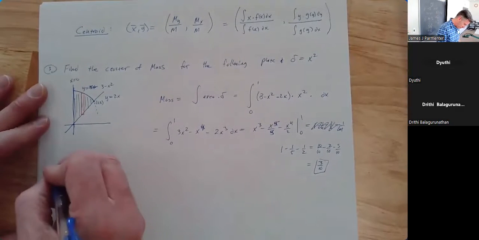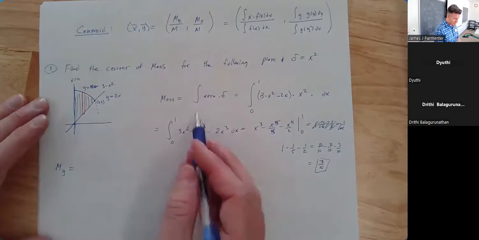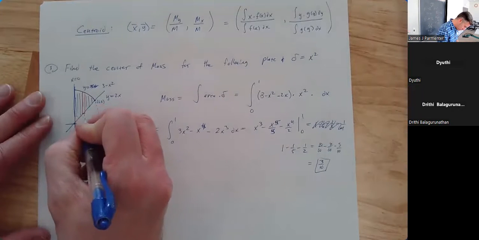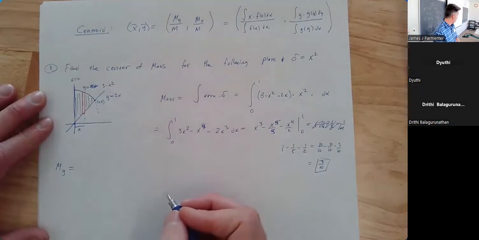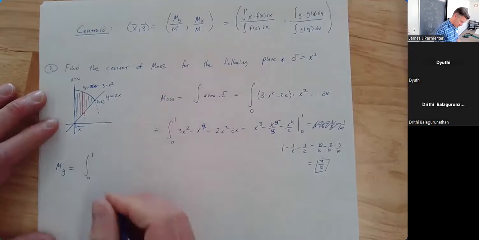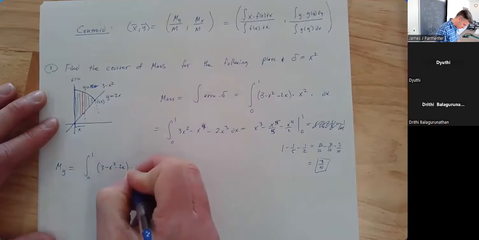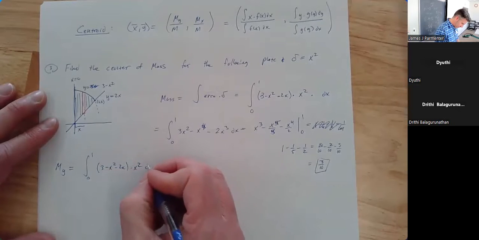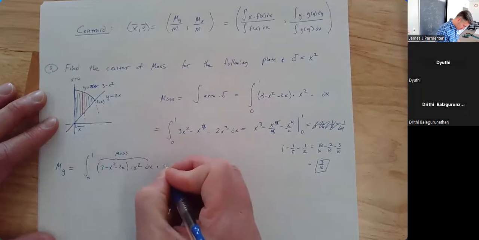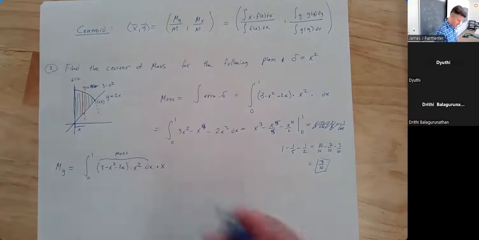To find the moment around the y-axis, same as usual, it's essentially the same integral as before. You're just tossing in a lever arm. So the length of my lever arm is just x if I'm going around the y-axis. So my moment around the y-axis is going to be the integral from 0 to 1 of that same integral from before, 3 minus x squared minus 2x times x squared times dx. All of that's my mass part, and then we're multiplying that by the lever arm. I know I don't love putting stuff after the dx, but it's fine.